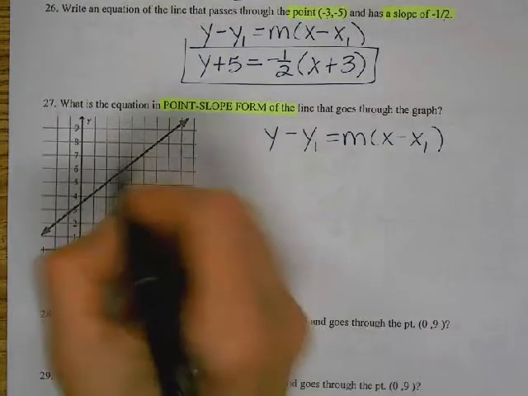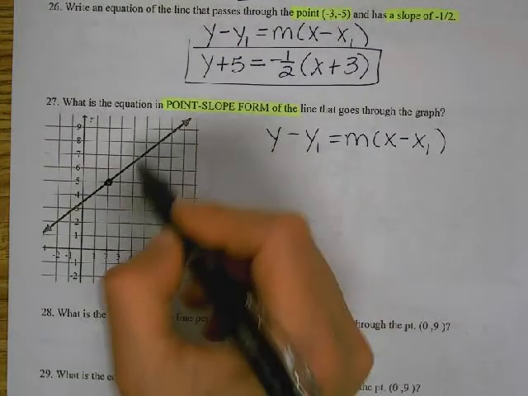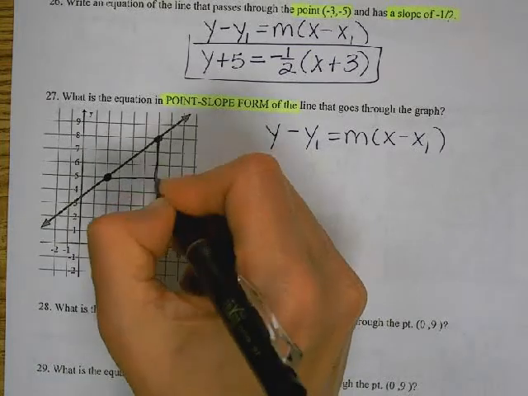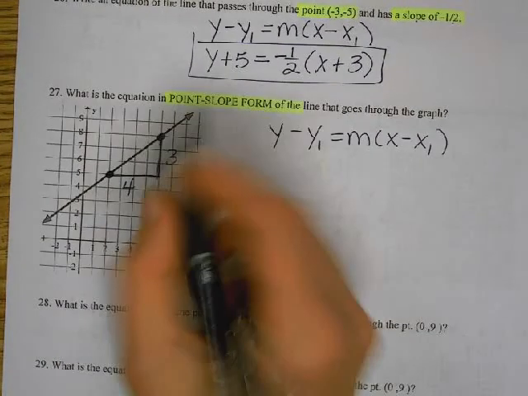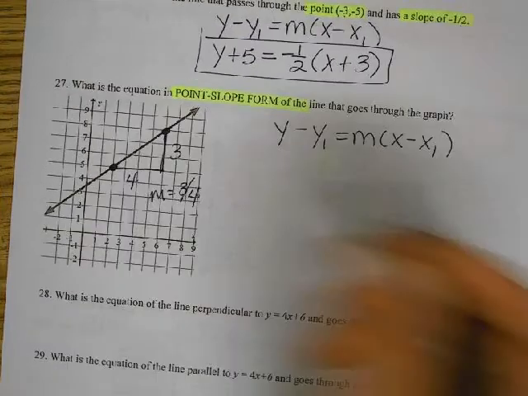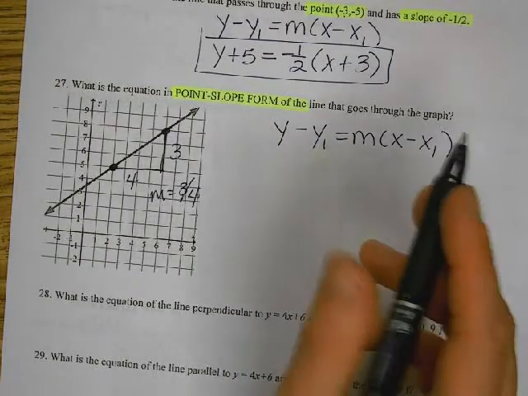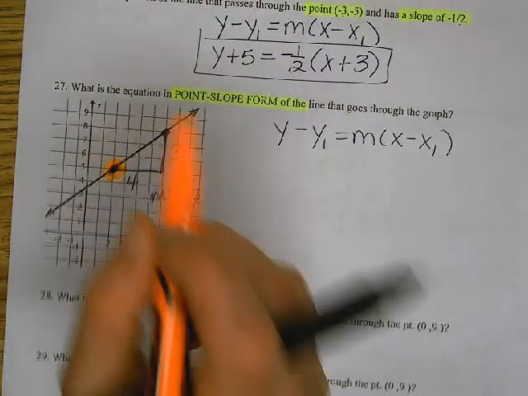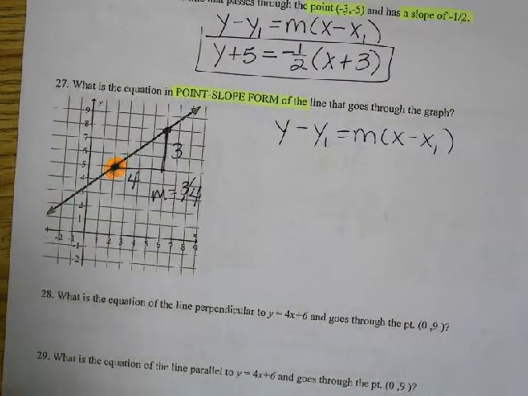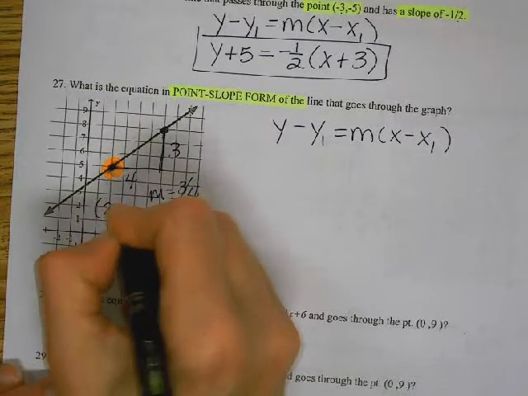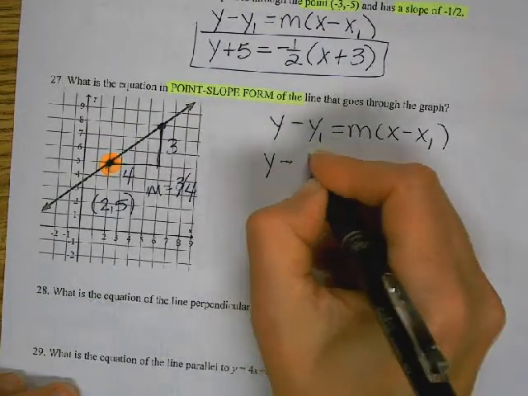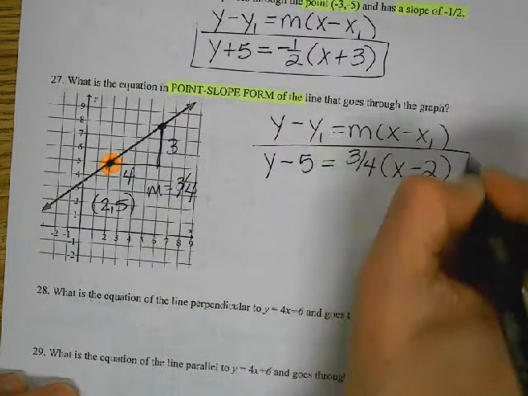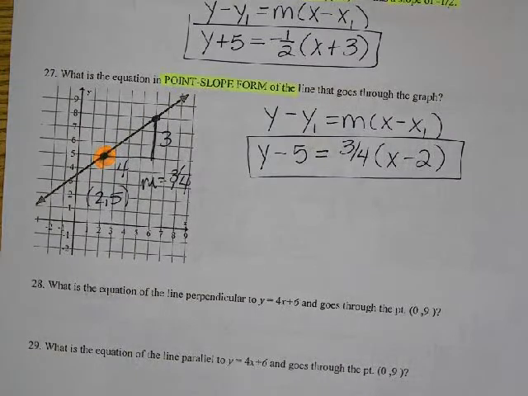But we do need to find two pretty points so that we can find the slope. So there's a pretty point there, there's another pretty point there, and we're going to draw our triangle. This is 3, and this is 4. So m equals 3 over 4. The other thing I need is a point. So I'm just going to go ahead and use this point right here to write my equation. So that point is 2, 5. So I say y minus 5 equals 3/4 times x minus 2. And then you are done.